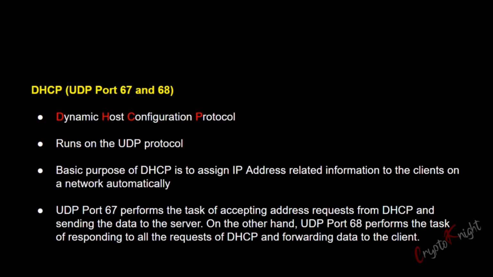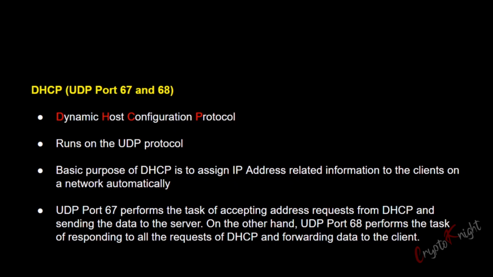Next service is DHCP. It runs on UDP port 67 and 68. The full form is Dynamic Host Configuration Protocol. It runs on UDP protocol that I've already told you. Basic purpose of DHCP is to assign IP address related information to the clients on a network automatically. So whenever your computer comes in a network, DHCP makes sure that it has an IP address. If DHCP is not enabled, then your computer will not get the IP address automatically. You have to manually configure it. And generally most of the places DHCP is used.